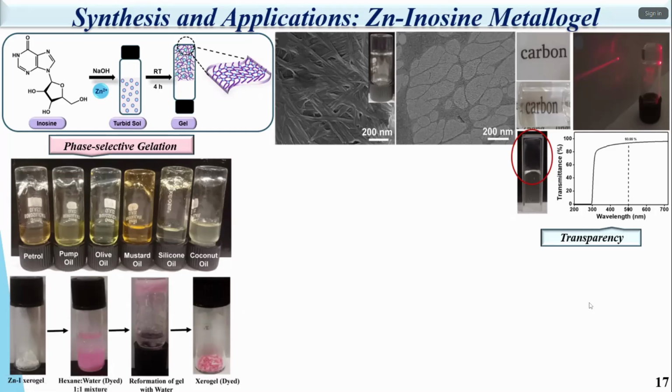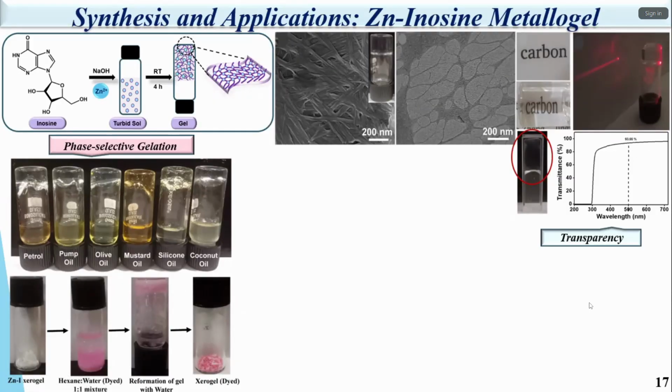So when we added the xerogel of this metallogel to these oil-water mixtures, it resulted in gel formation with the water layer, while the oil layer was undisturbed, which can be separated from the water by simple decantation. So it shows that it selectively gels with water, and some other mixtures like oil and oil can be decanted using this xerogel. Further, zinc inosine xerogel was also utilized to remove polar impurities such as dyes by entrapment of the dye in the gel mixture.